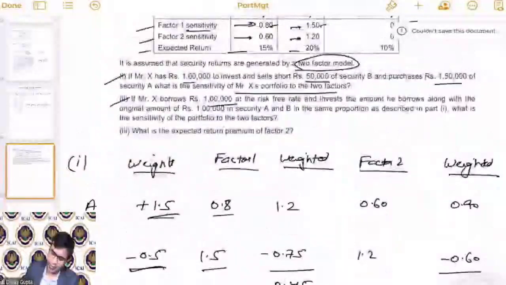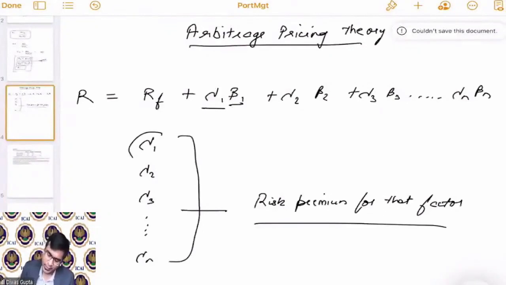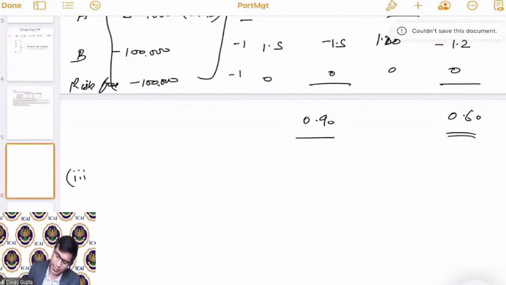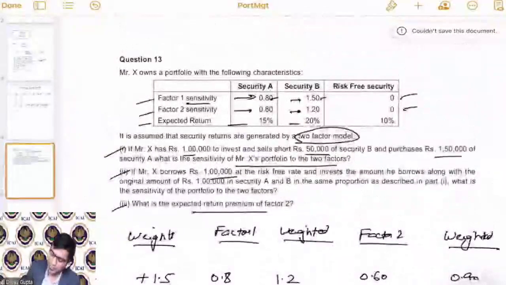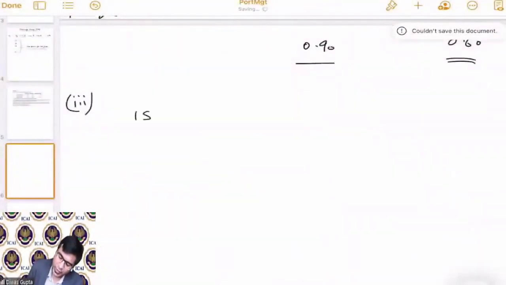Now let us go to the third part. What is the expected return premium for factor 2? So the premium they are asking here is this. Okay. Now see, these are two securities data that are given to us. Let us first write the equation on return for both of them. See, because we are already given that 15% is the expected return and 20% is the expected return. Can I, using the arbitrage pricing theory, can I write this?